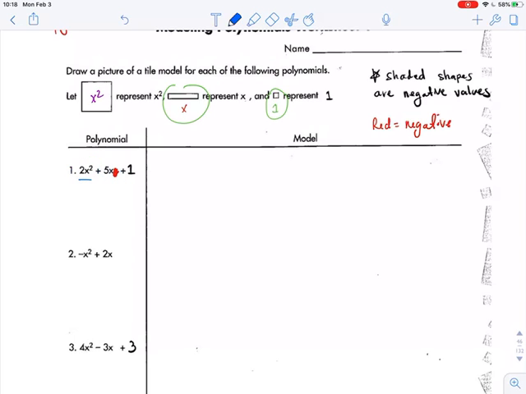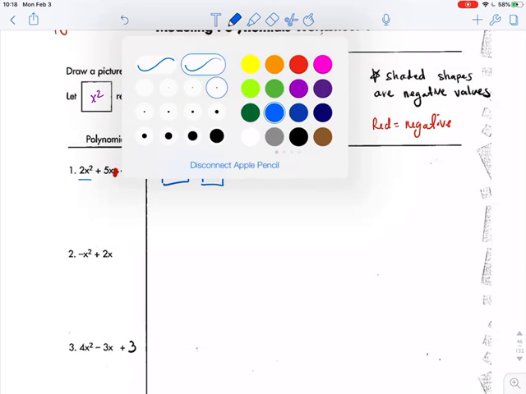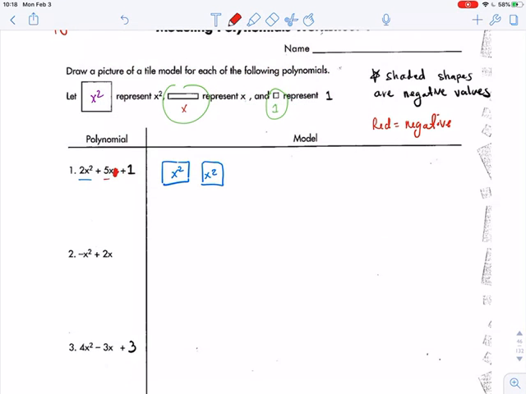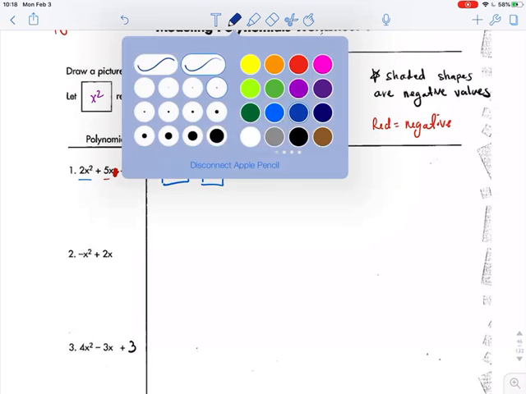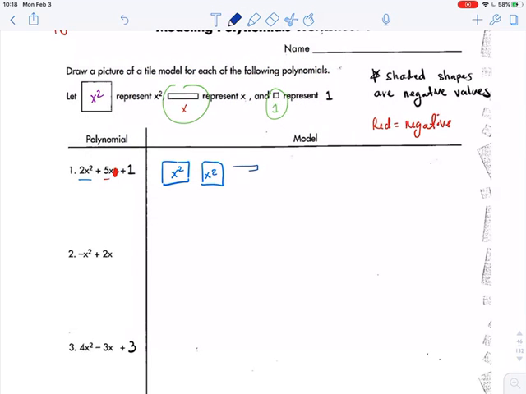Okay, so I'm going to start off with that first one, 2x squares. The x squares look like this, so I'm going to have two of those. 1, 2. That's x squared. That's x squared. I have two of them. The next one is 5x, so I should have 5 rectangles. But again, if they're negative, they'll be red. If not, I'm going to use blue.